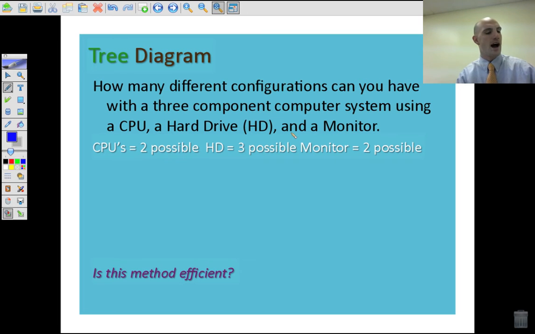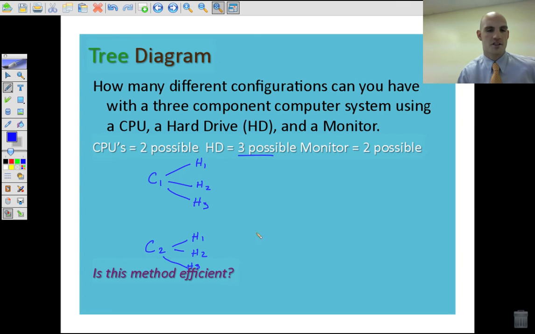If I have choices to begin with, I have 2 possible CPUs. And so that's going to be C1 and C2, because from C1, how many possible hard drives could I match it with? 3. And so this is going to be H1, H2, H3. But also C2 I could match with H1, H2, and H3. I'm out of space.